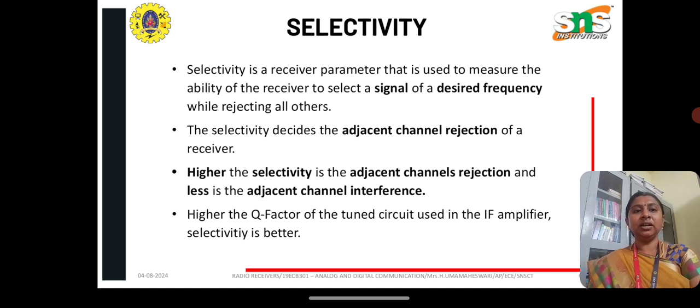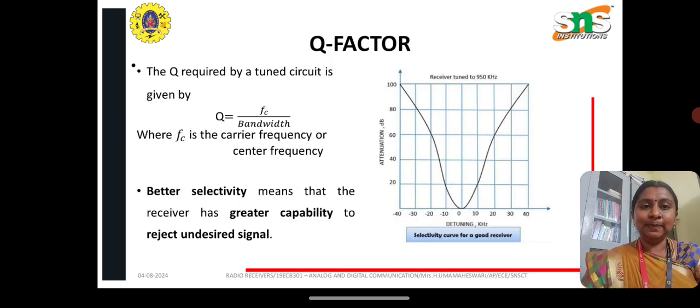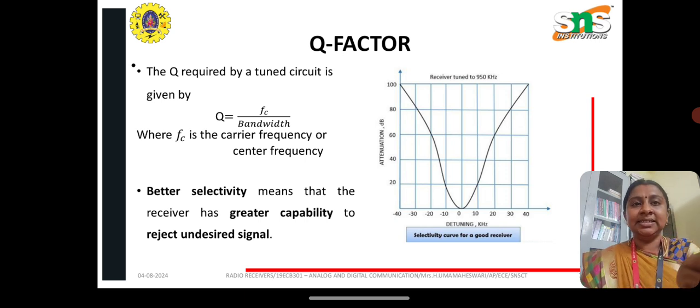The higher the Q factor of the tuned circuit used in the RF amplifier, the better the selectivity will be. Q factor is equal to Fc by bandwidth, where Fc is the carrier frequency or the center frequency. Better selectivity means that the receiver has greater capability to reject the undesired signal.